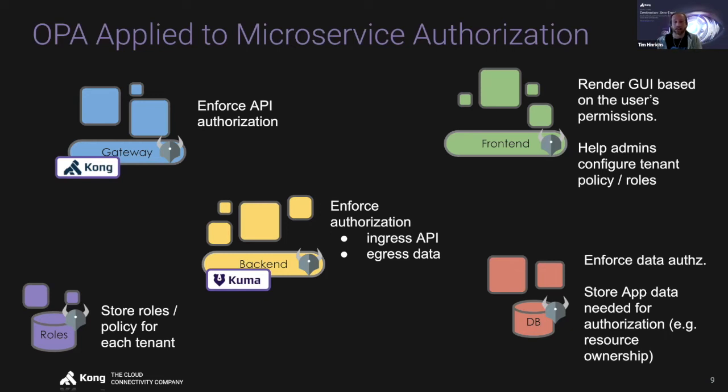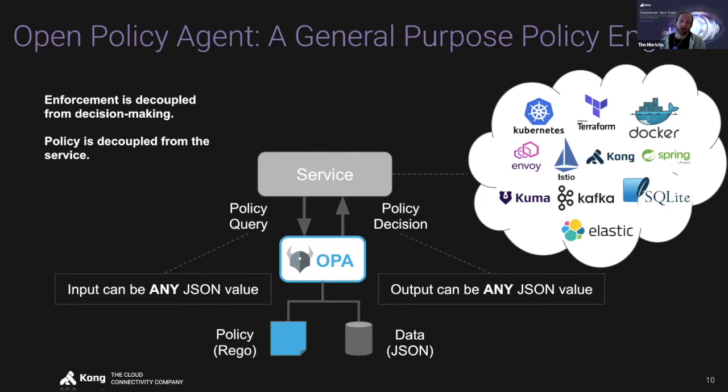OPA is not tied in any way to Kuma. It is a general purpose policy engine. And so a lot of people ask, how does OPA work if it is this general purpose solution? I'll go through this very briefly. The idea is that you have some service that decides it needs an authorization decision. That service sends a policy query to OPA, as you saw in the diagram a couple of minutes ago with Kuma. OPA returns a policy decision to that service. Now, the service is responsible for enforcing the decision. OPA, however, is responsible for making the decision.